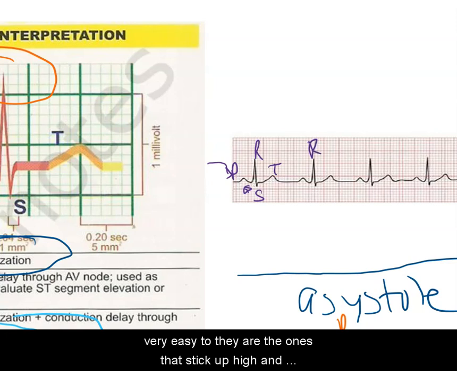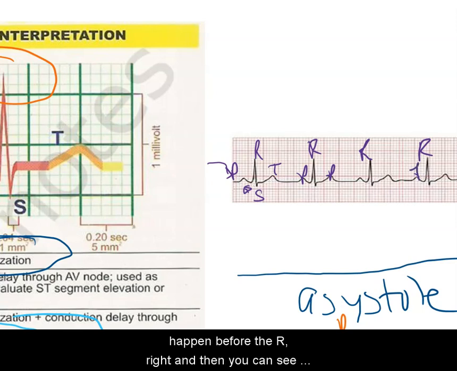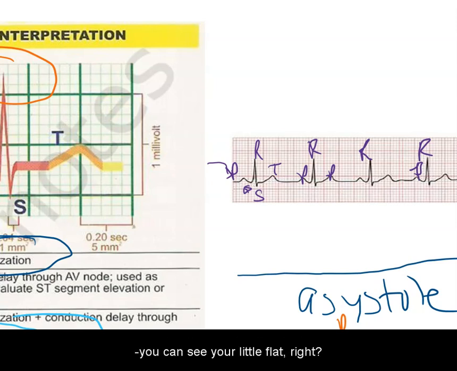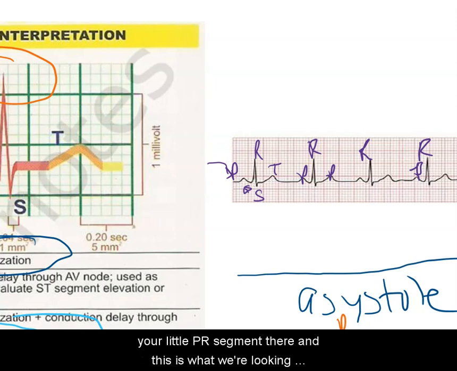So these are all R waves. They're very easy to see. They're the ones that stick up high. And the P waves are also pretty easy to see. They always happen before the R, right? And then you can see the T. So this is called normal sinus rhythm. Everything's going the way it should happen. You can see your little flat, right? Your little PR segment there.